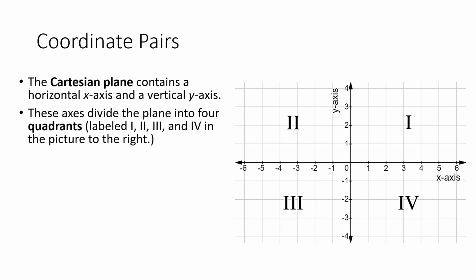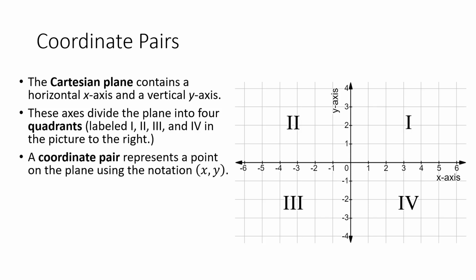When we intersect those two perpendicular axes, that divides the plane into four quadrants. Starting on the top right, we label that quadrant 1, where both x and y are positive, and then moving counterclockwise, the top left is quadrant 2, the bottom left is quadrant 3, the bottom right is quadrant 4.